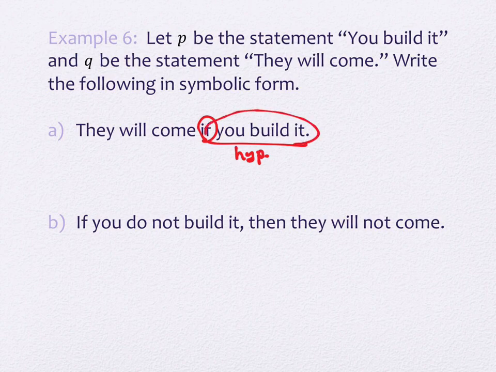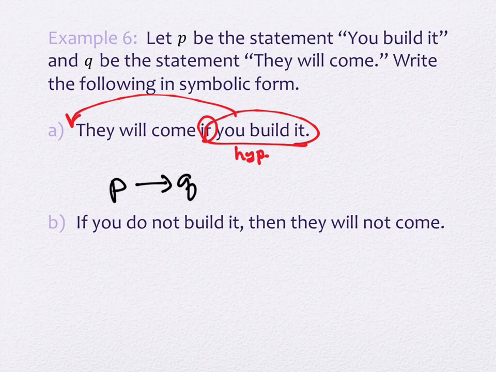If you want to think about it this way, you could move this to the beginning and rewrite the statement and it would mean the same thing. So if you build it, what symbol is that in our descriptions above? That's P. And then I've got an arrow. They will come is the conclusion, so it's the Q. So this is just P arrow Q, but written in a slightly different way.